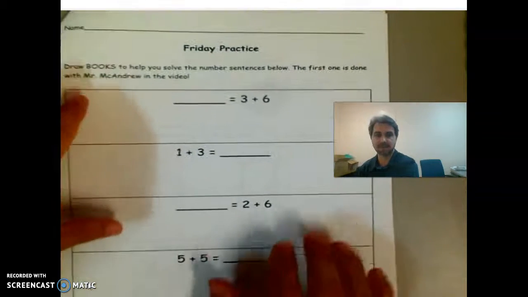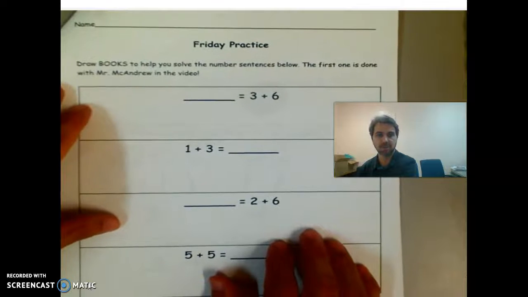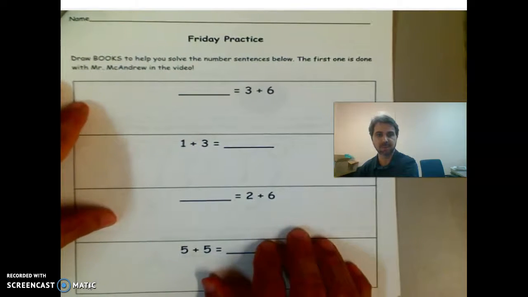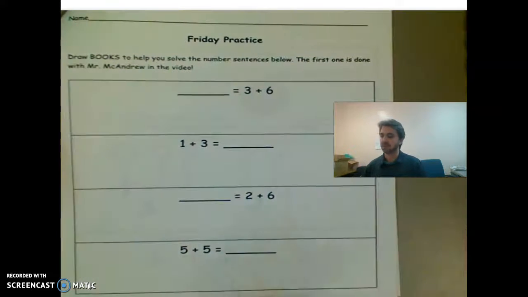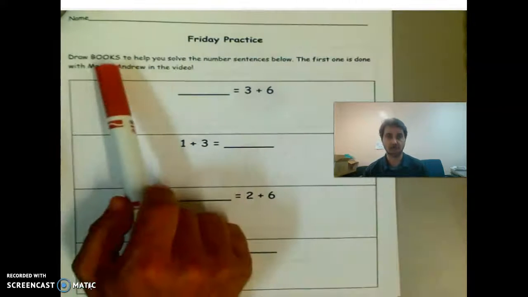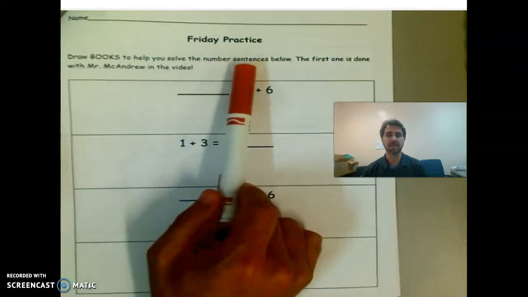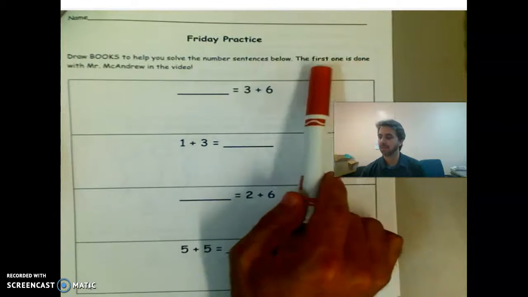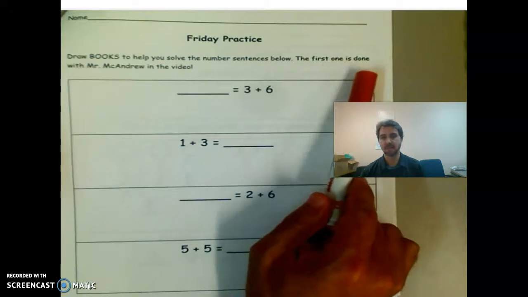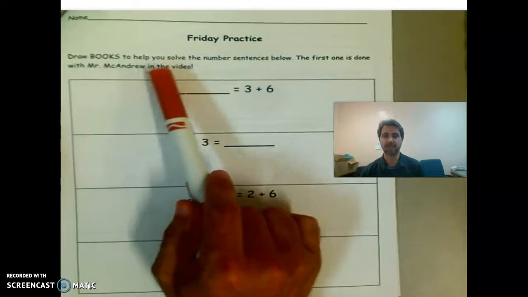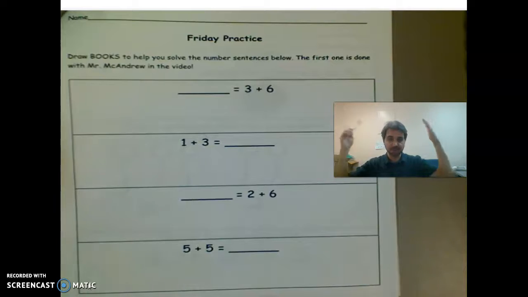And we're moving on, so here we go. Here's our Friday practice. It looks just like the practice we've been doing this week. It says, draw books to help you solve the number sentences below. The first one is done with Mr. McAndrew in the video. Well, here I am, so let's do it.